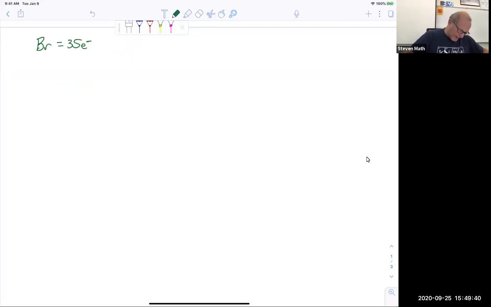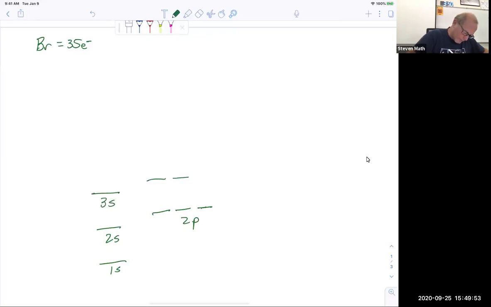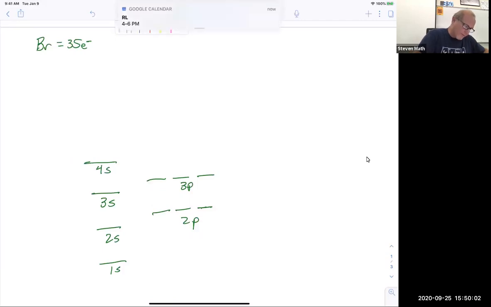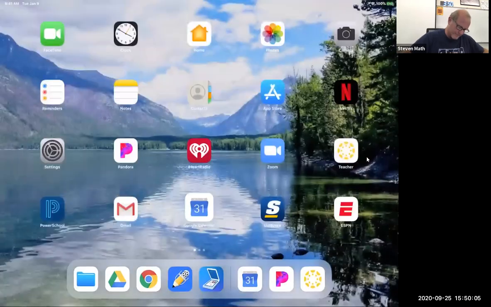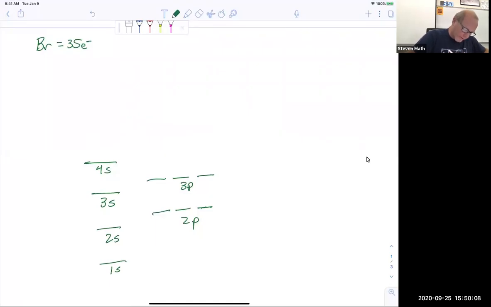And so I'm going to stack up, try and give myself room. 1s, 2s, 2p, 3s, 3p, 4s. Then remember, after 4s, we're going to fill 3d, 2, 3, 4, 5. There are my 3d's. And then after 3d, we're going to fill the 4p's. 1, 2, 3. There are the 4p's.